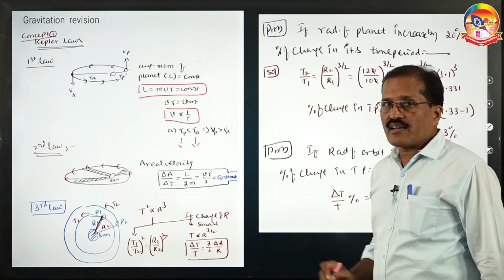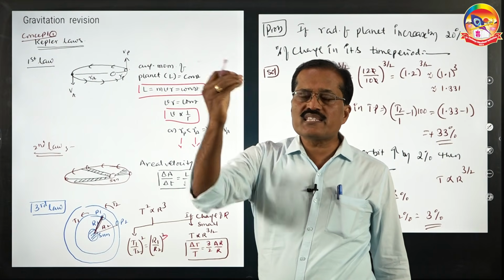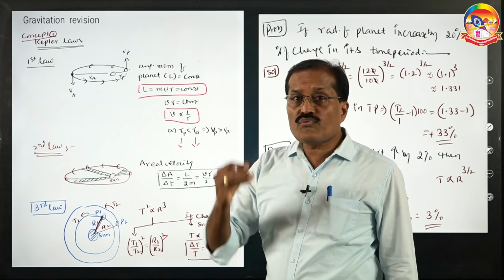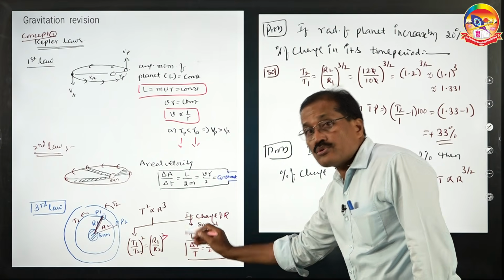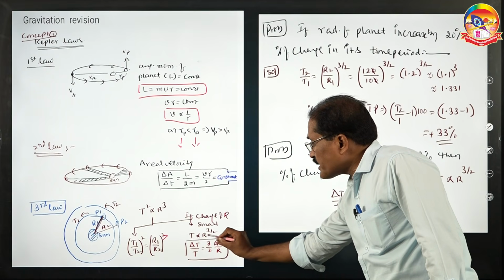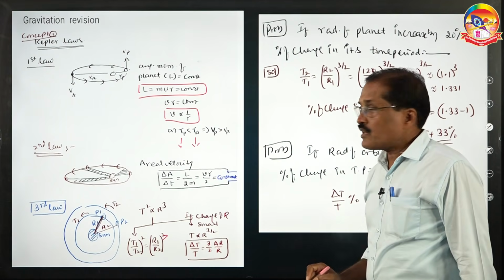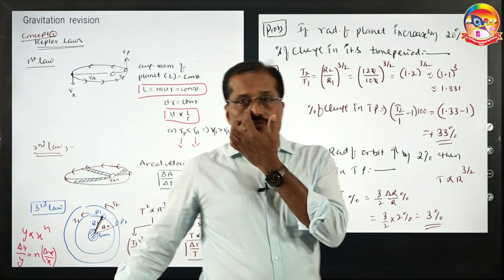If the radius of the orbit changes slightly, just 2% or 3%, in that case we go for the binomial expansion. From that you get delta T by T, the percentage change in the time period due to change in radial distance, equal to 3 by 2 times delta r by r, because T is proportional to r power 3 by 2. We have a relation: y is proportional to x to the power n. Whenever percentages are less than 5%, approximately delta y by y is equal to n into delta x by x. That is all about the Kepler laws, and we have two simple problems.